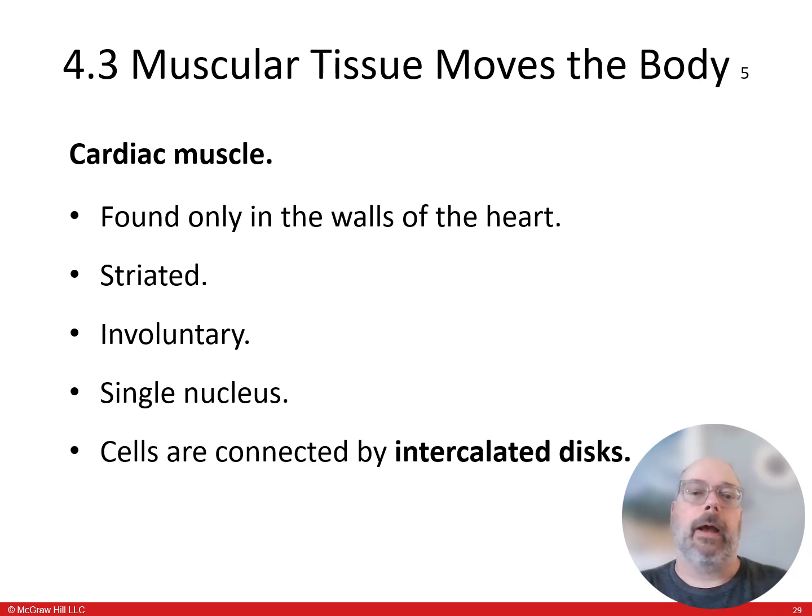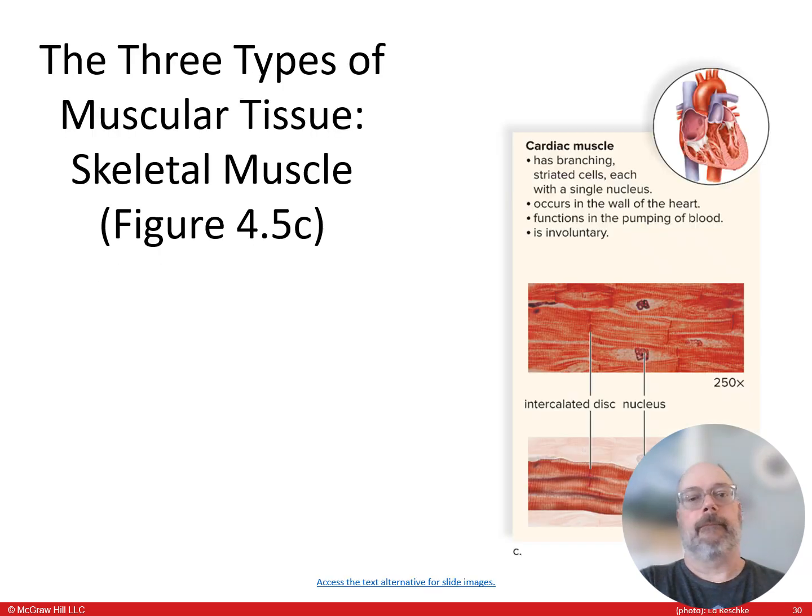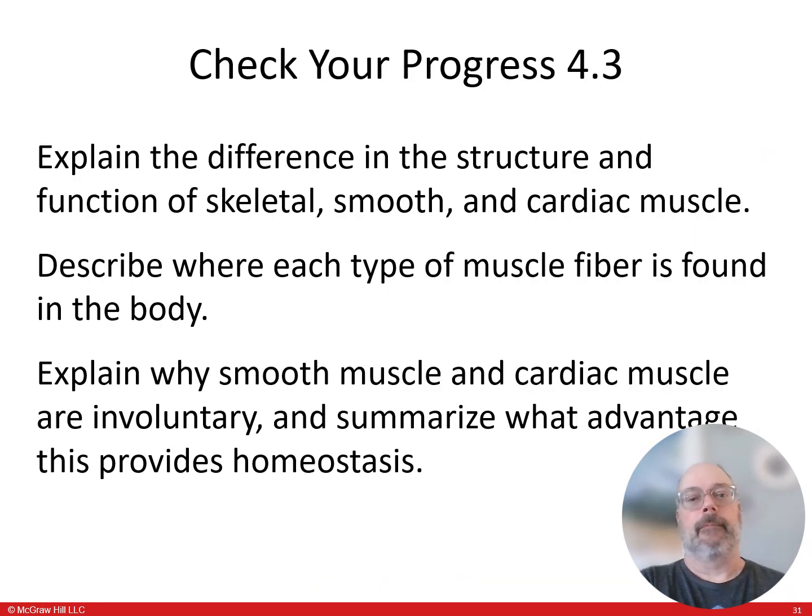We also have cardiac muscle, which is only found in the heart. It is striated, so it's got stripes through it by the different proteins it expresses and different fibers. It's involuntary. You cannot control your heart. And these cells have a single nucleus. All right, you can go ahead and check your progress there.